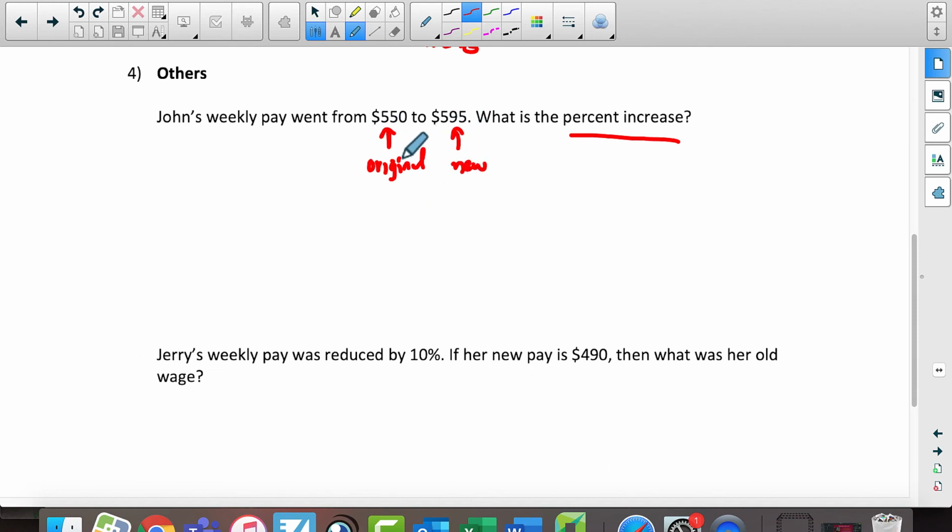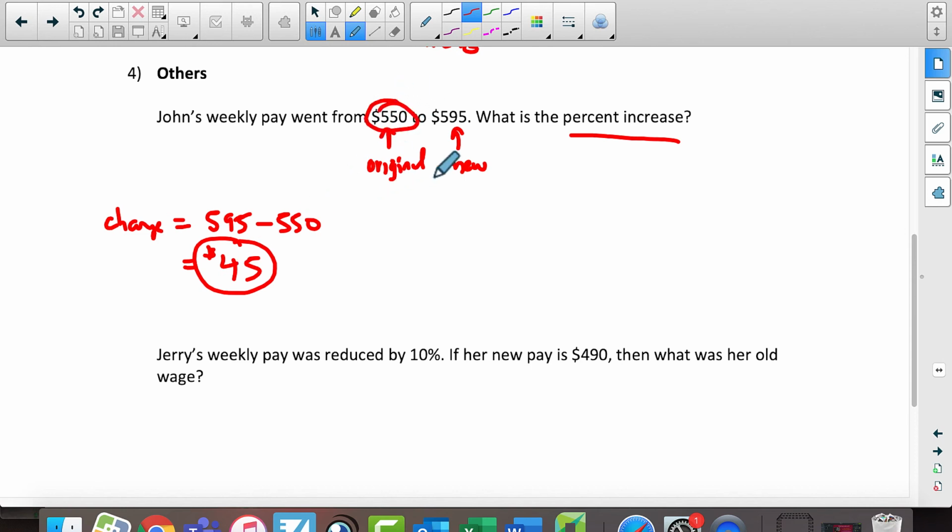So the first thing you want to do is figure out, well, what's the change? How much change was there? The change ended up at $5.95, and it started at $5.50. If we subtract those, you get the amount of change. The amount of change is $0.45. So to get the percent increase, you want to know what percent is 0.45, the amount of change, out of the original. Always compare it to the original, not the new.